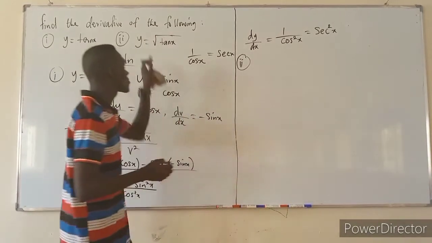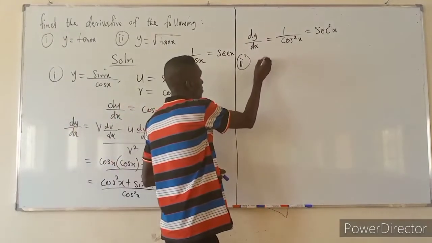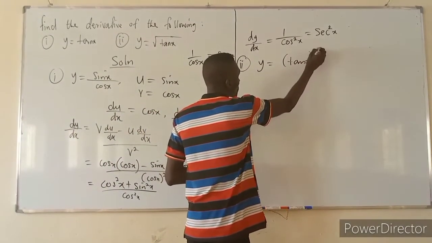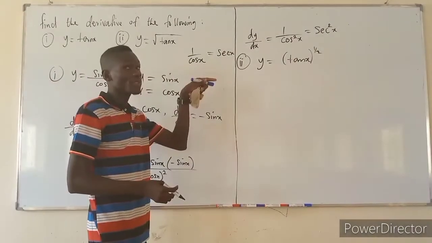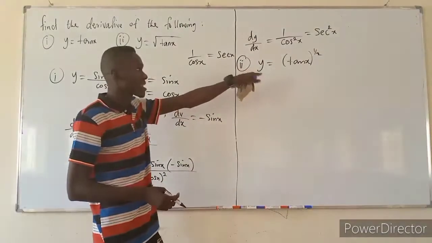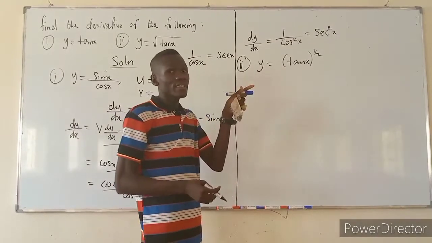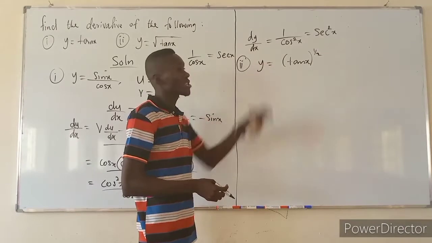for the second one, which says y equals square root of tan x, we can write this as tan x raised to power 1 over 2. Because anything raised to power 1 over 2 is the same thing as square root of that function. So I'm having tan x raised to the power 1 over 2. Looking at this, the question is already telling you that you are to use the chain rule.